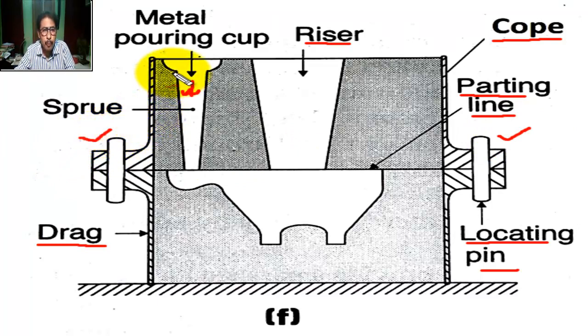Molten metal is poured into the mold through the sprue hole, and continue pouring the molten metal until it rises sufficiently in the riser hole. Now allow the metal to solidify and cool. Okay.